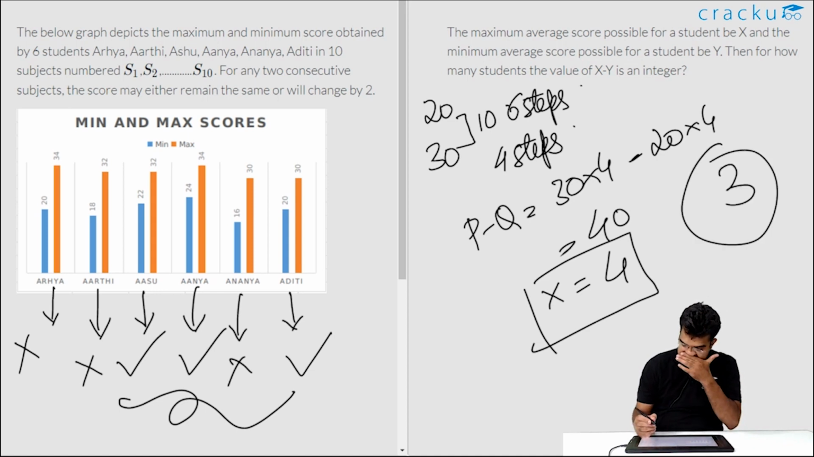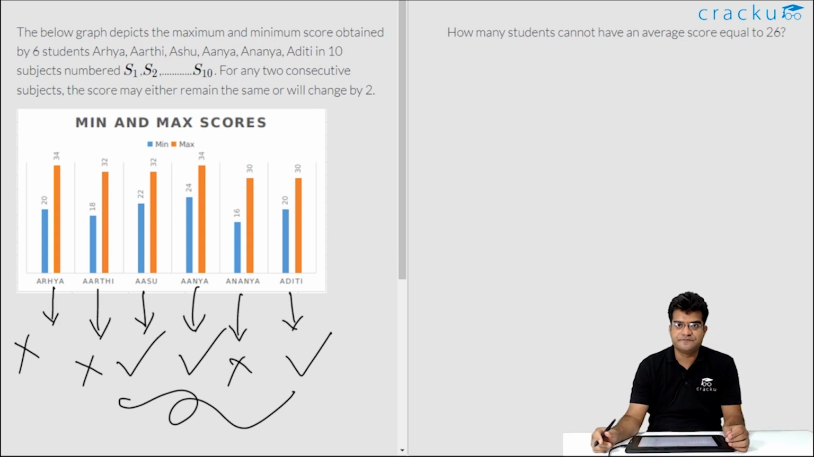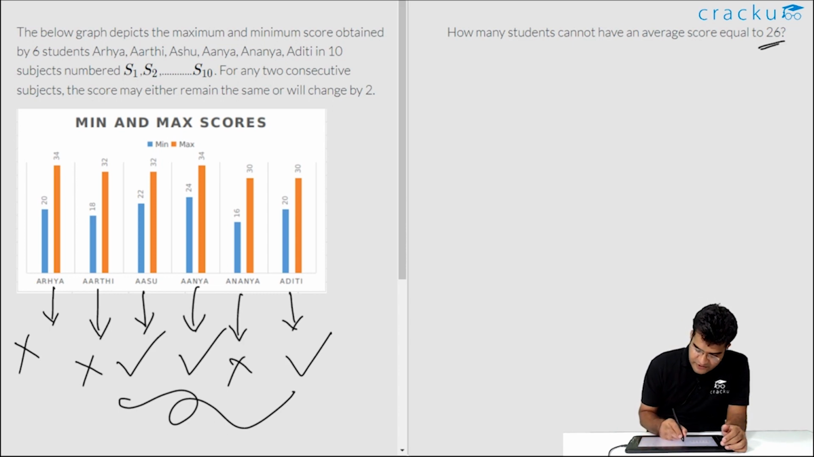This is the answer. Now, let us go to the next question. How many students cannot have an average score equal to 26? This is similar to what we have done in the earlier question, where we were trying to find out the maximum possible score and the minimum possible value of their score. Here we will calculate the total sum instead of the average. So, we have to find out for how many students the total sum will not equal 260.